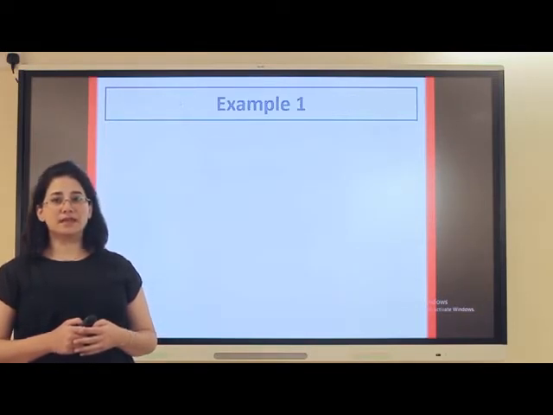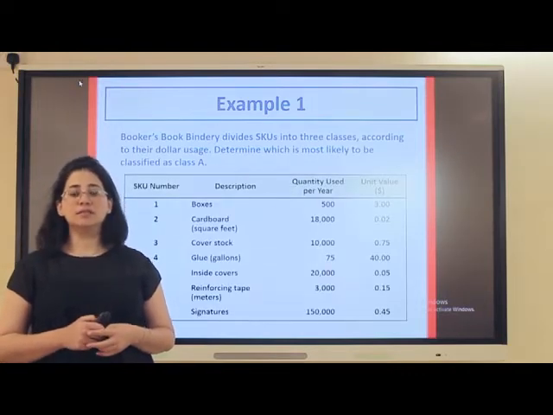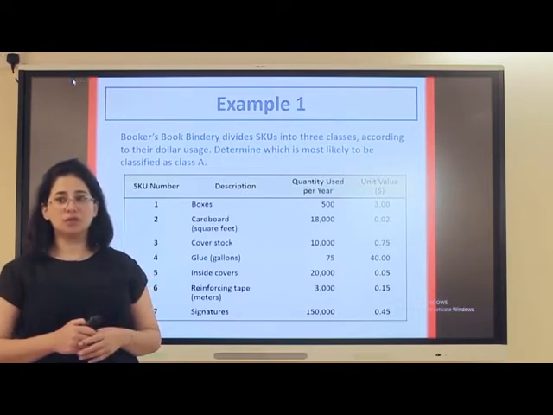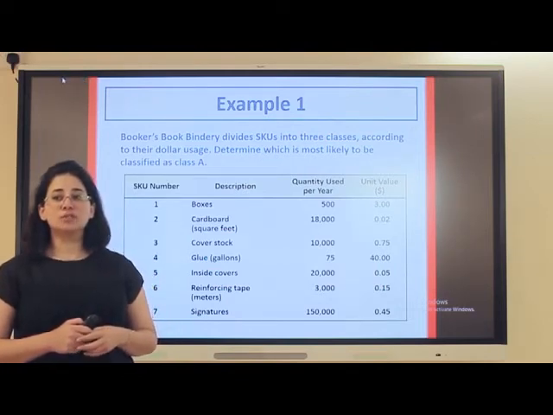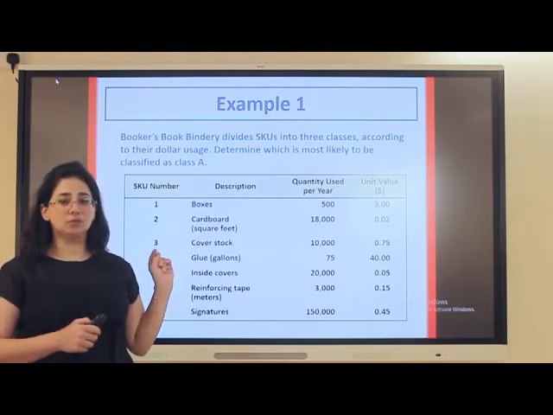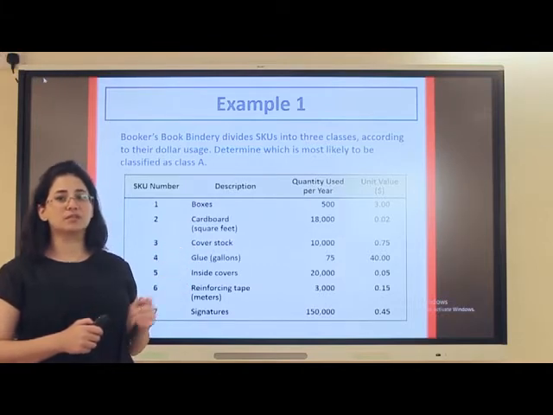Now, let's take an example. Booker's bookbindery divides SKUs into three classes according to their dollar usage, determine which is most likely to be Class A. Here we have 7 SKUs, which is uncommon in any organization, but this is only for the sake of example.